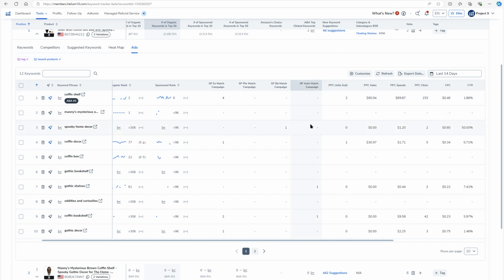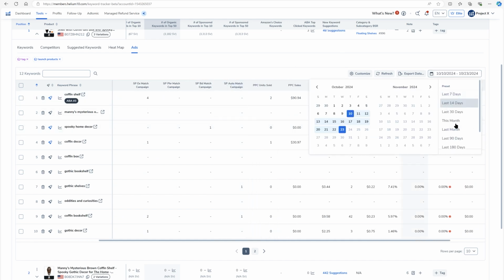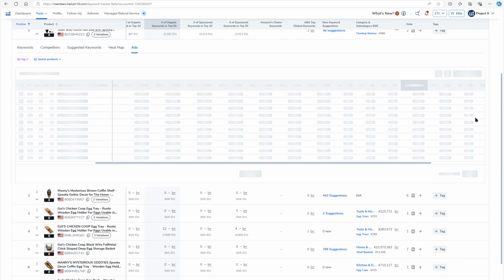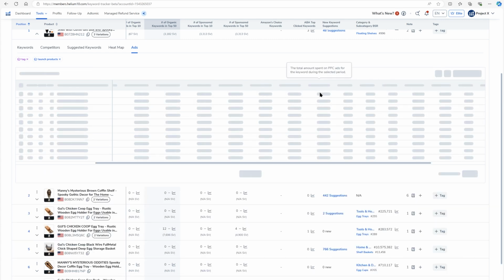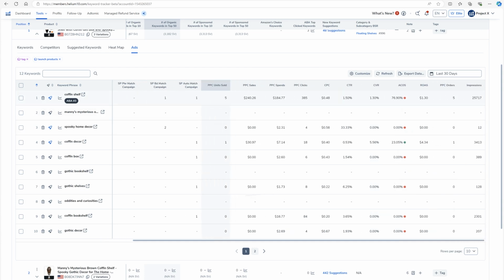It'll show me here. How many units did I sell in the last 14 days or whatever time period I can choose? I can pick like the last 30 days. It's going to tell me how many units I sold from an ad based on this keyword during this time period. So you can see here on coffin shelf during this time period, I sold 5 units and had $240 worth of sales. What was my PPC spend?